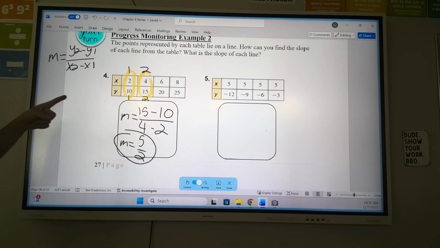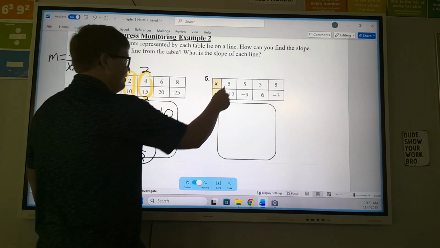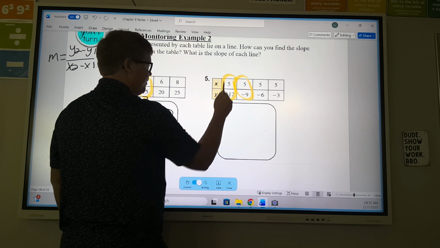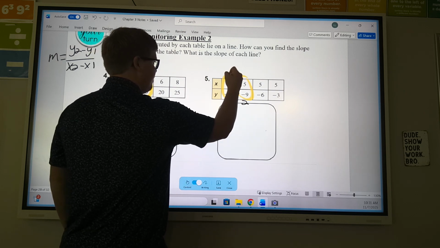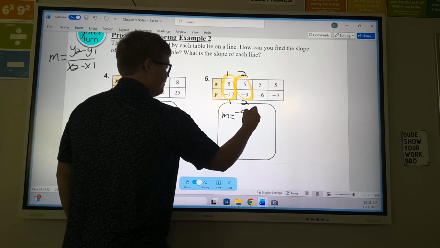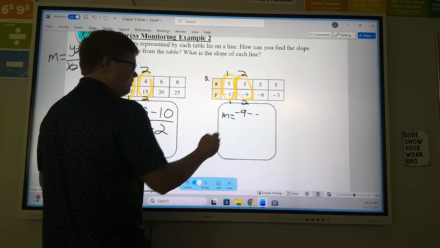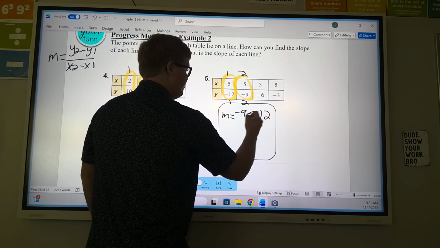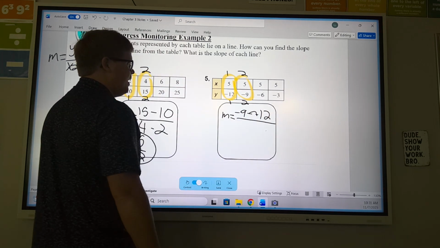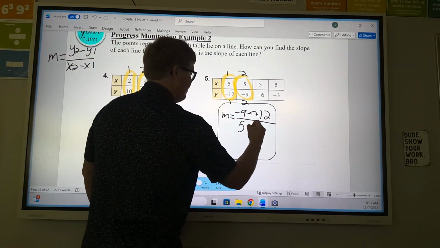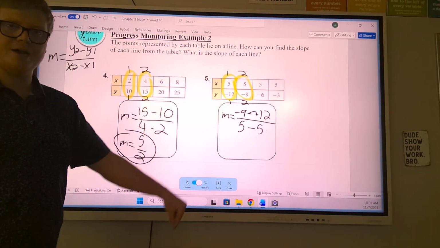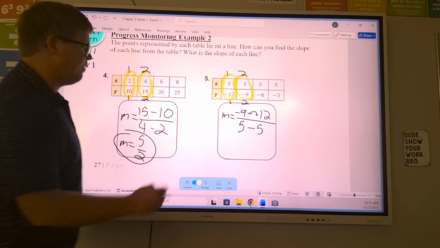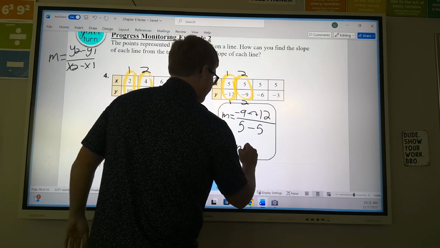Okay, and for number 5, do the same thing. We're just going to pick 2 points. Our y2 is negative 9 minus a negative 12. Our x2 is 5 minus 5. At this point, you know 5 minus 5 is 0. 0 is going to be on the bottom. And since 0 is on the bottom, it is undefined.